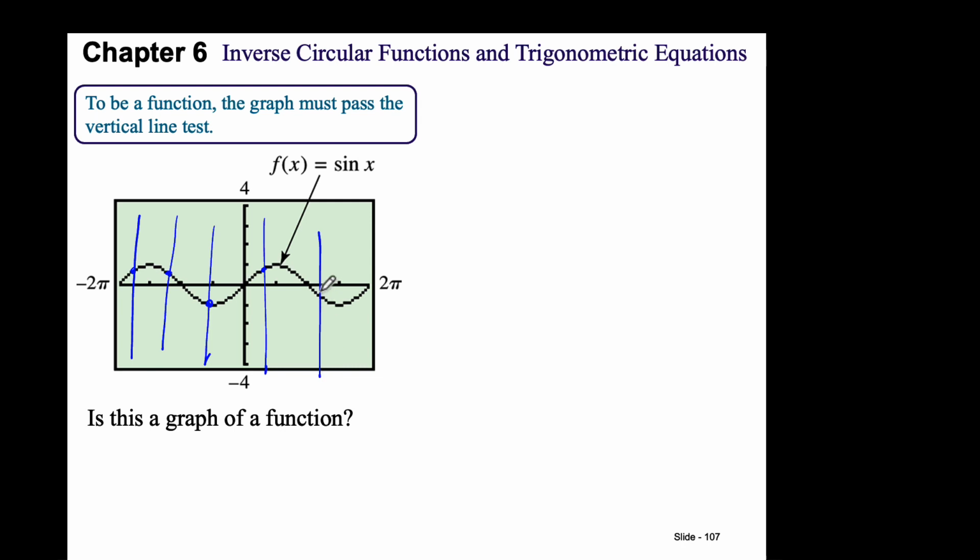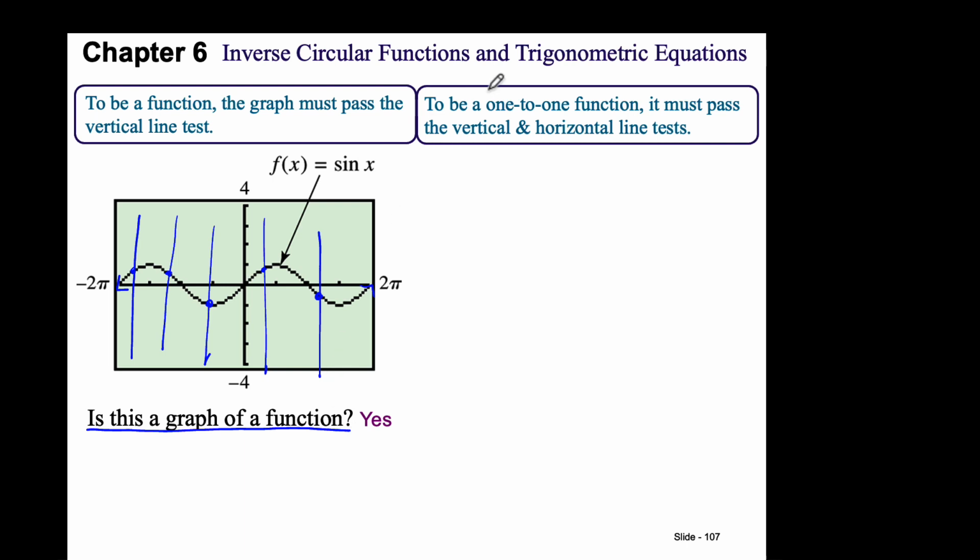Just testing a few vertical lines, they all intercept this graph once. Thinking about this periodic graph as it continues on to positive infinity and to negative infinity, any vertical line that we would draw would cross that graph exactly one time. So our answer to, is this a graph of a function, is yes, because it passes the vertical line test.